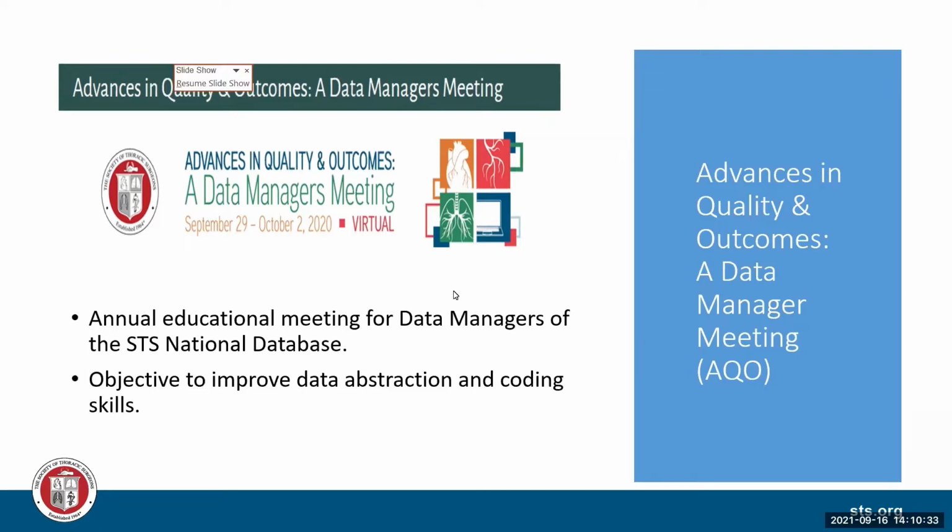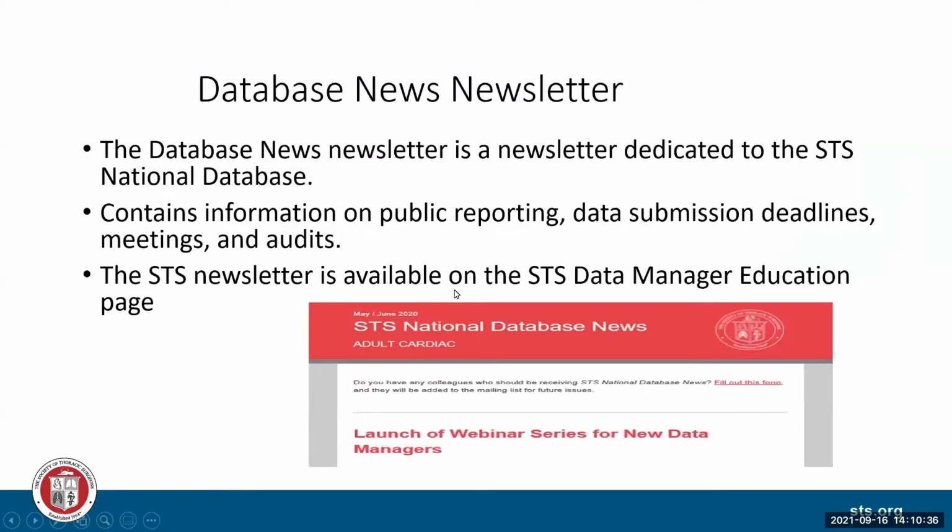That would be good. I want to talk a little bit about the database newsletter. This is also available on the website. It's an electronic newsletter that comes out about 6 times a year. It's sent via email, but you can also find it on the website, and I'll show you where. It has information about public reporting, data submission deadlines, meetings, audits, etc., things like that. It's kind of a nice little newsletter that comes out to keep you up to date about what's going on.